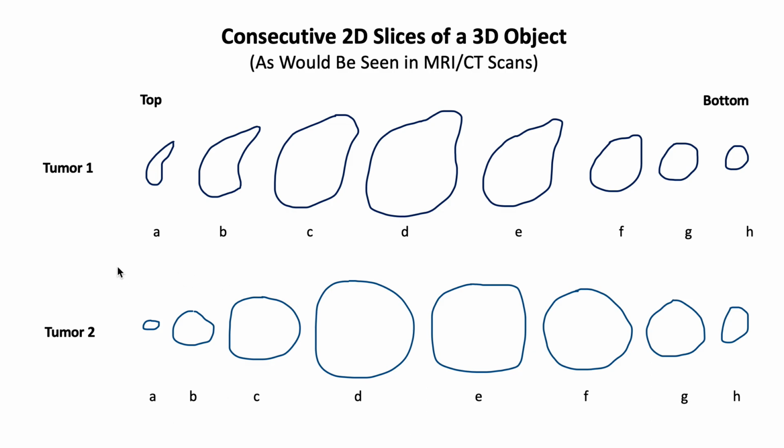To begin, I created two phantom 3D tumors. Here are the consecutive 2D slices ranging from the top of the tumors to the bottom of the tumors. These 2D slices are similar to the outlines of tumors that you would see in a 3D MRI or CT stack.